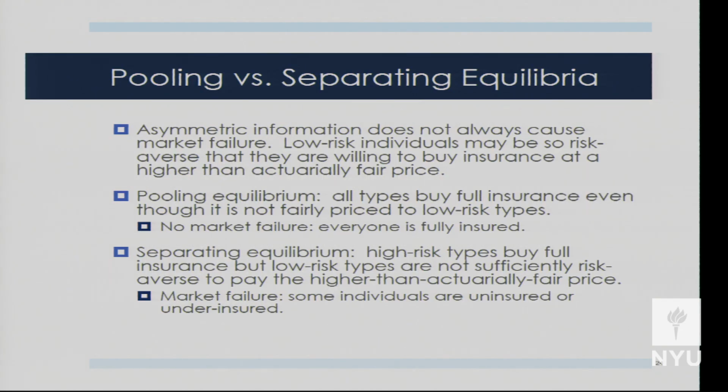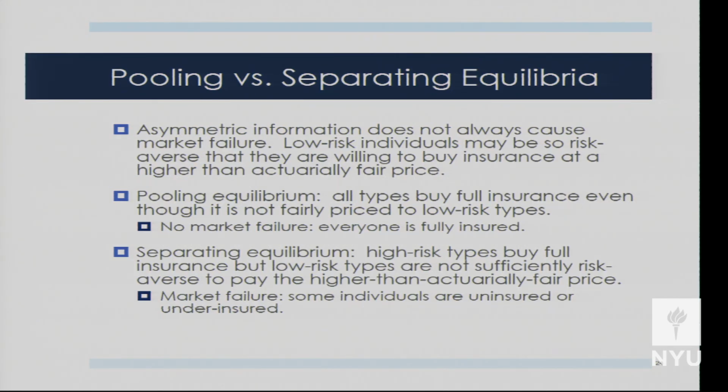They're willing to pool with the high-risk type. The insurance company is pricing for the higher-risk types, but the low-risk type is willing to buy as well because they're so risk-averse. They're willing to pay a premium to get insurance. That's the case of a pooling equilibrium, because the low-risk type is pooling with the high-risk type because of their level of risk aversion. All types buy full insurance, even though it's not actuarially fair to low-risk types.